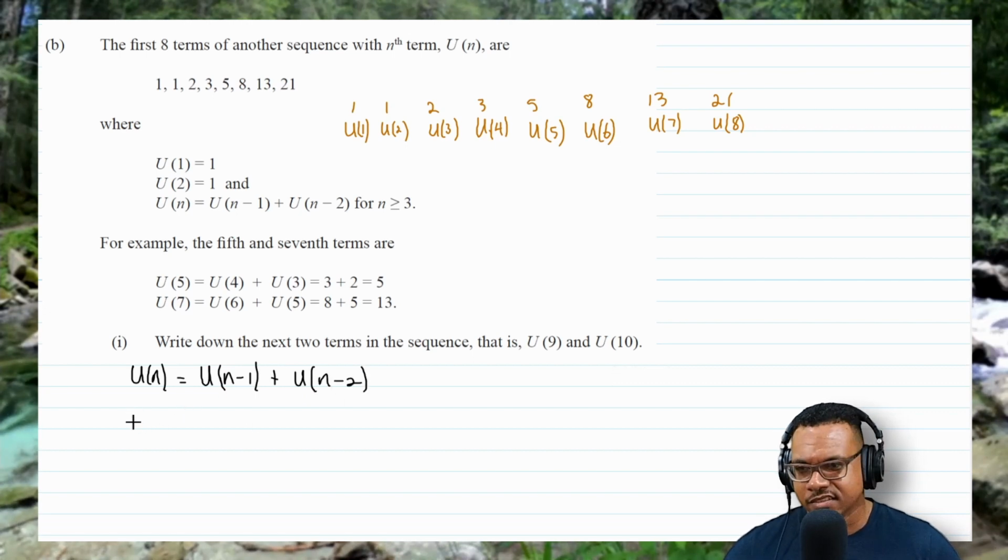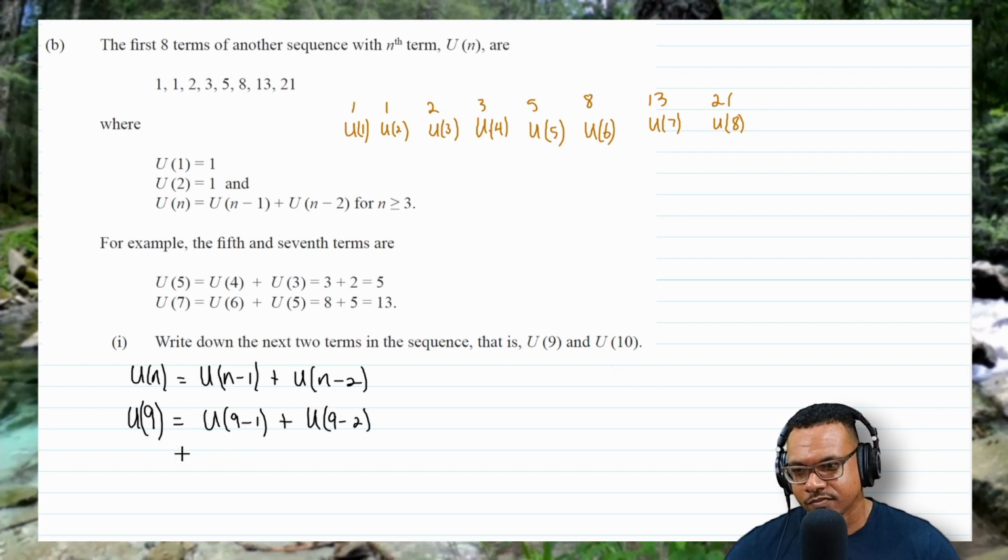So the 9th term, that'll be u9. So that'll be u9 take away 1 plus u9 take away 2. And 9 take away 1 is 8, and 9 take away 2 is 7. So what we're saying is that the 9th term is equal to the 8th term plus the 7th term.